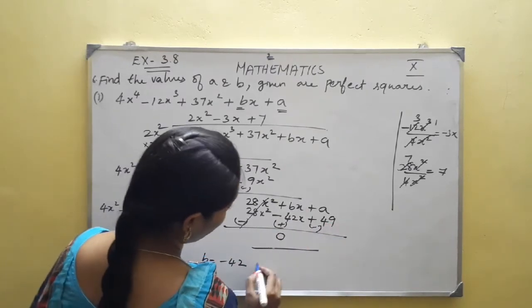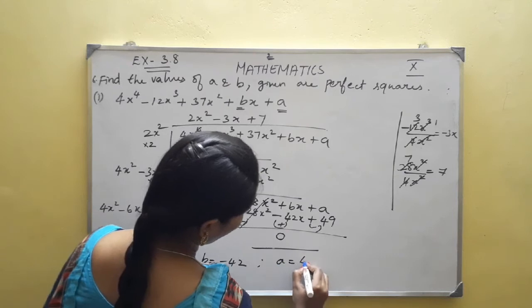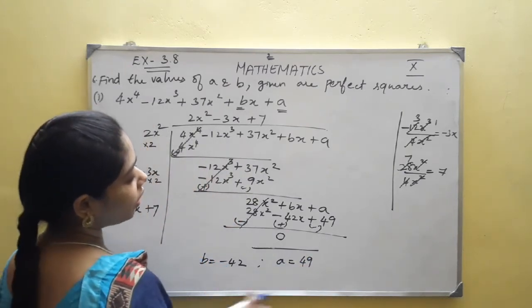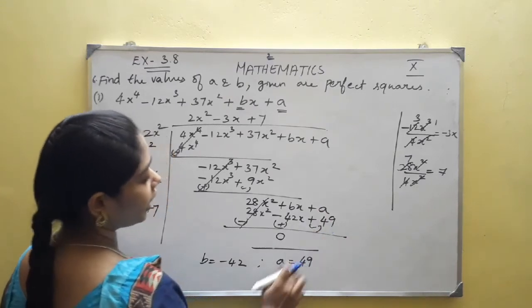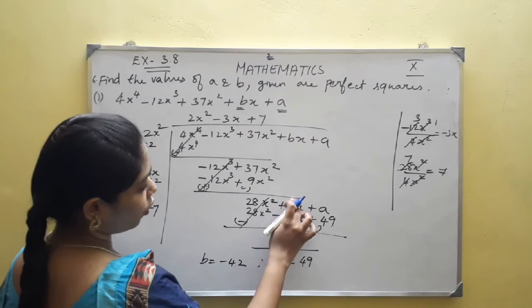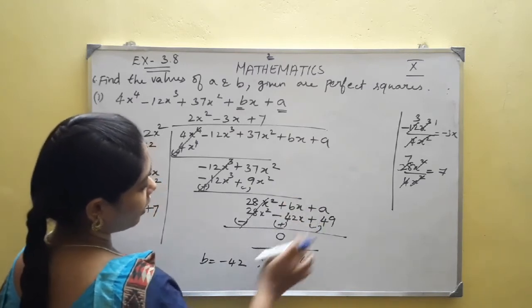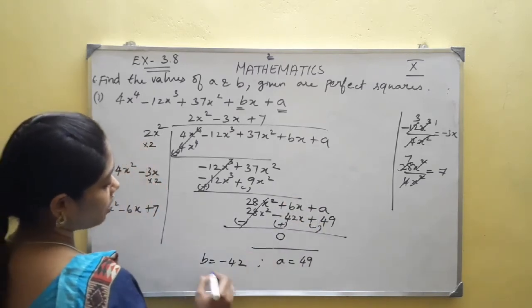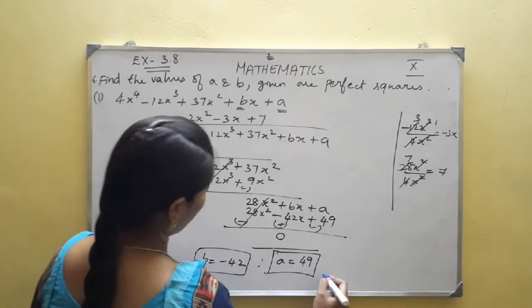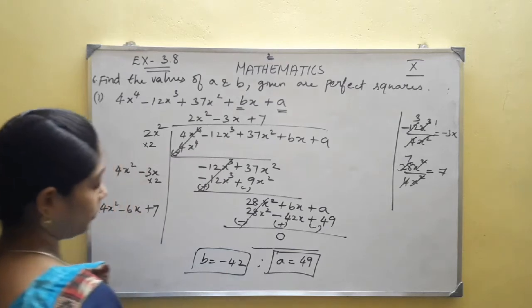In the same way, this is minus 49. a wants to be 49, so that 49 minus 49 gets cancelled and gives me 0. And b wants to be minus 42, so minus 42 plus 42 gives me 0. So these are the required values of a and b.